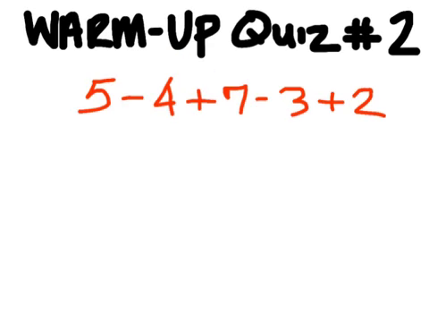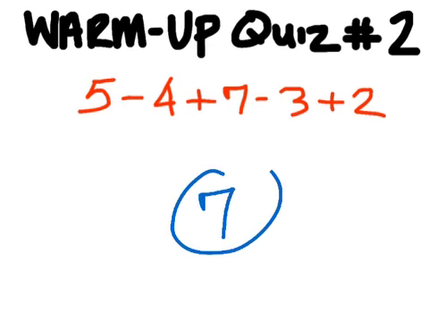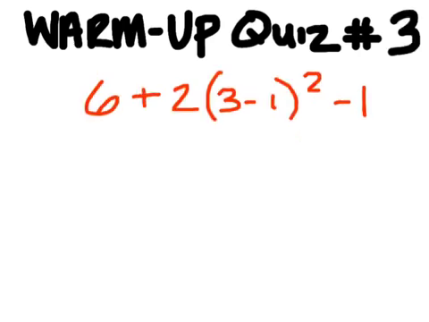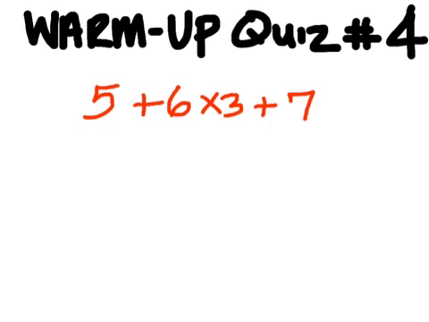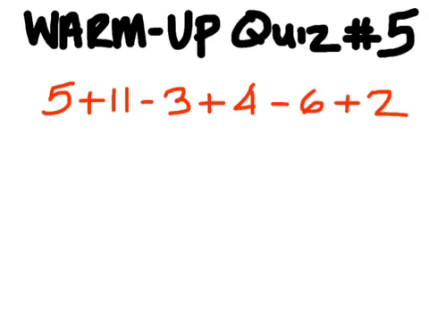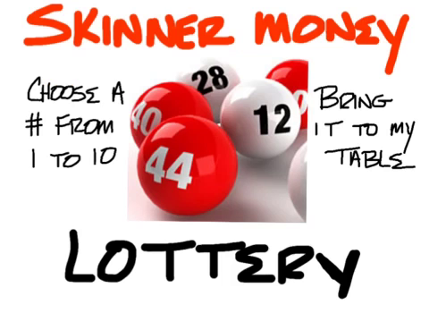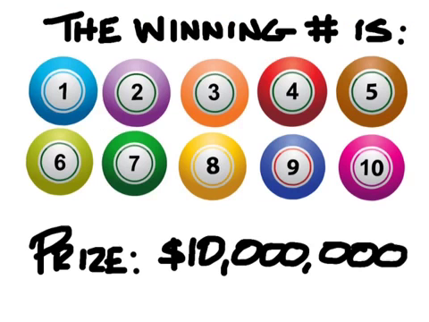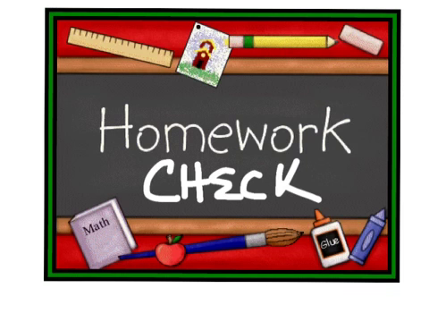Number 2. Everybody had 7. Number 3. Everybody had 13. Number 4. Everybody had 30. Number 5. Everybody had 13. Pick a number from 1 to 10. Winning number today is 7.